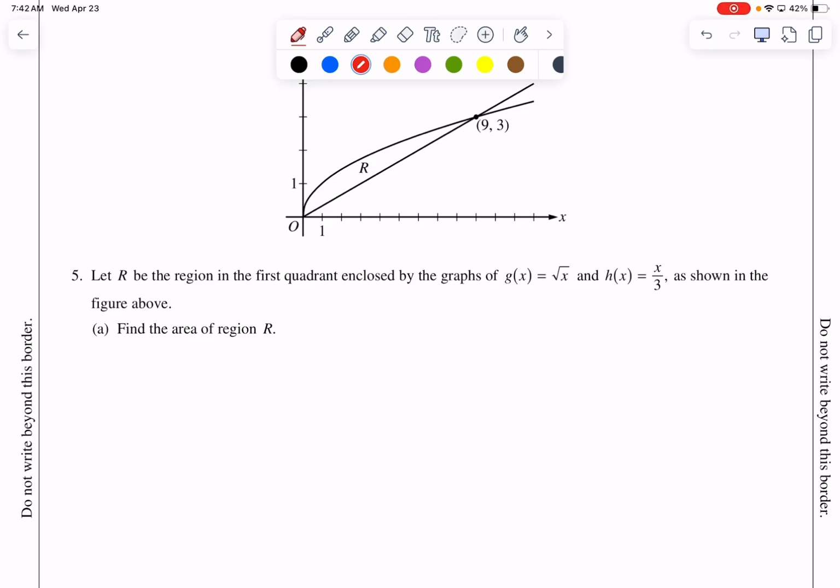This one right here, number 5, this is actually area under the curve. So I'm going to teach a little preview of volumes and area under the curve. And I'll keep recording.